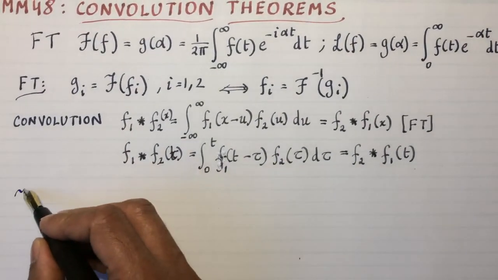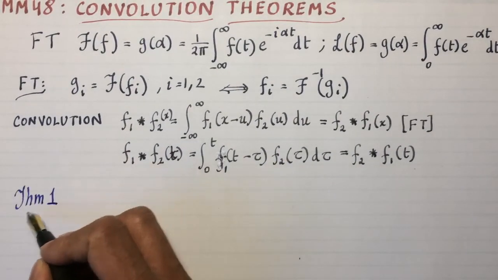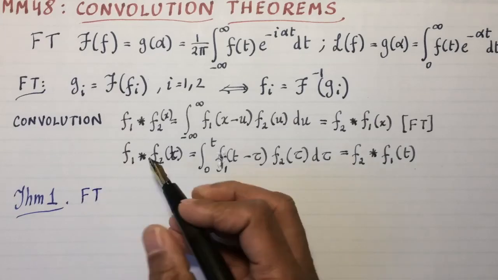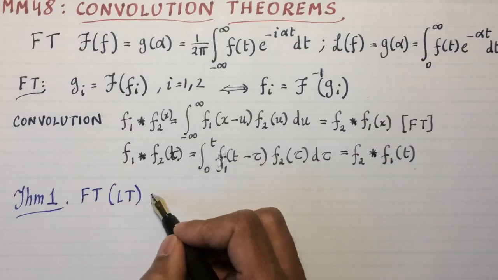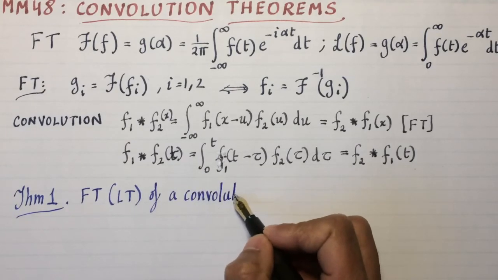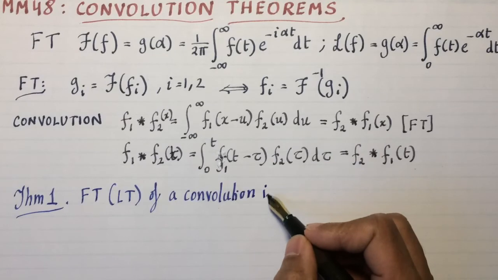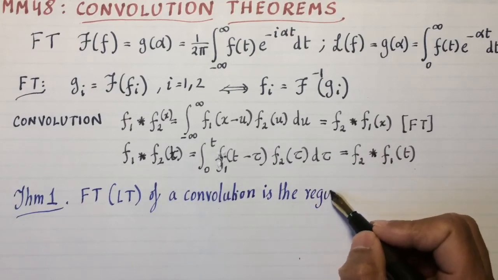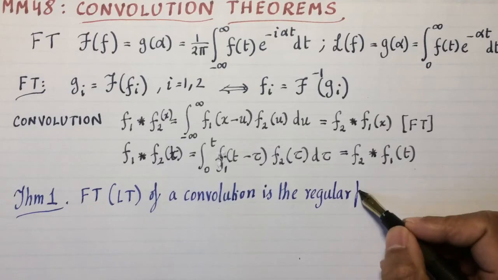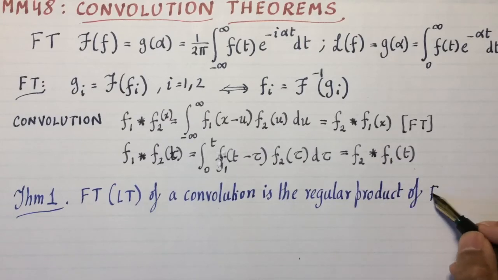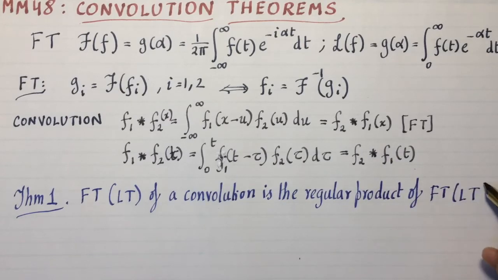So the first theorem is that the Fourier transform or Laplace transform of a convolution is the product, a regular product. So just multiplying the two things is a regular product of the Fourier transforms or the Laplace transforms.